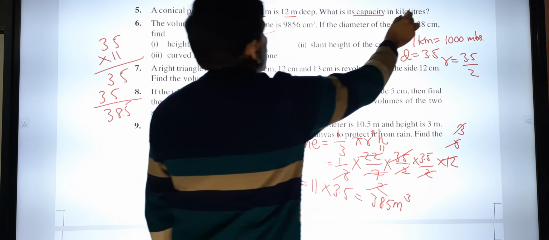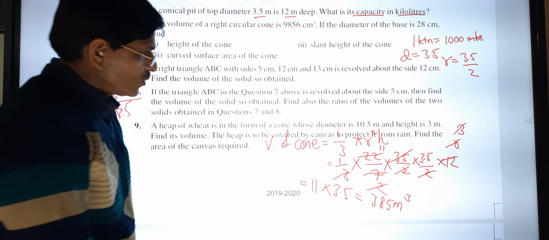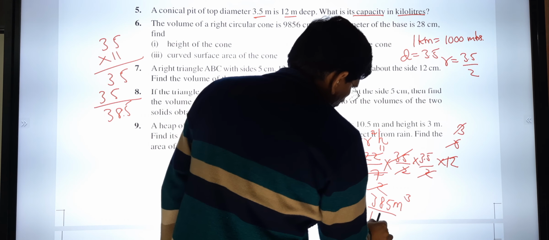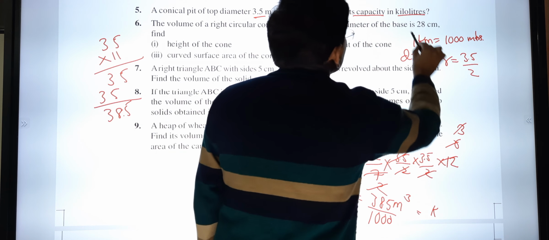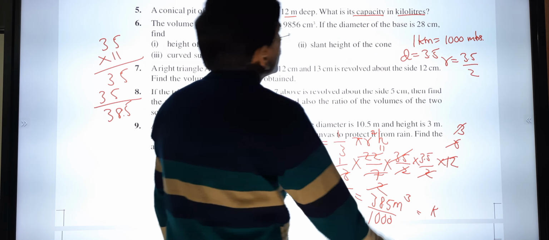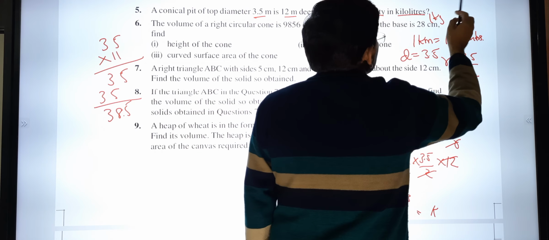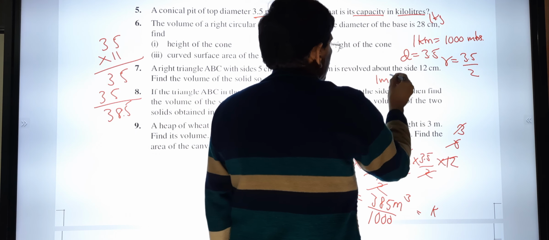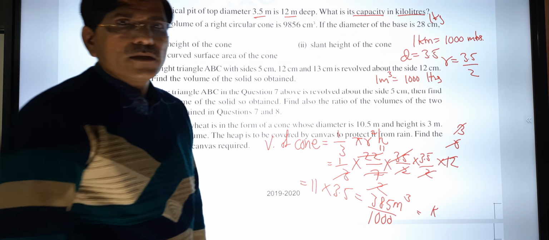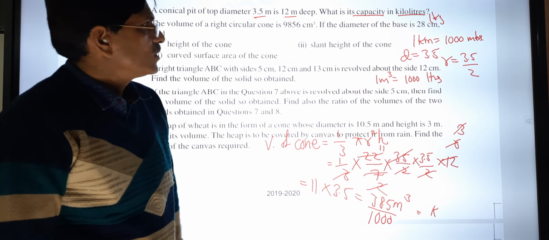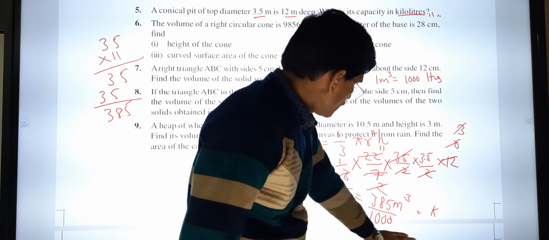Now we want to find out the capacity in kiloliter. So when meter cube is there, I have to divide it by 1000 to get the answer in kiloliter. So you have to write the same thing: 1 meter cube is equal to 1000 liter. We have discussed, 1 meter cube is equal to 1000 liter.